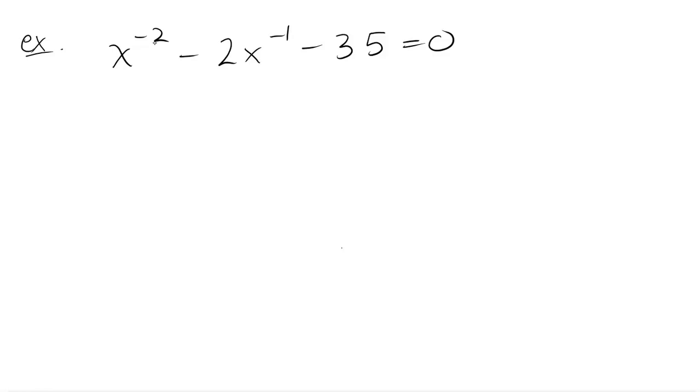I noticed that the first exponent is 2 times the second exponent. I don't think I need to show that arithmetic. 2 times -1 is definitely -2. And the last term is a constant. Exactly what we need for the substitution to work.